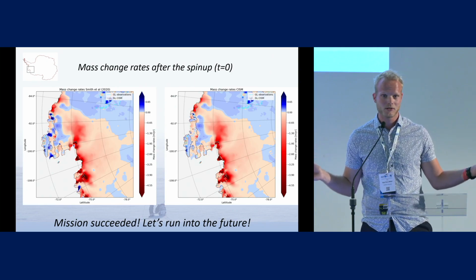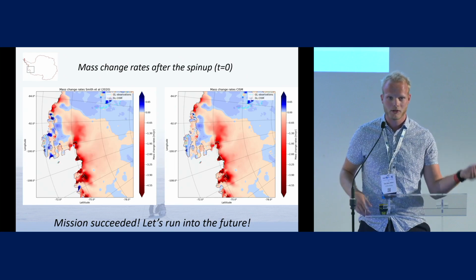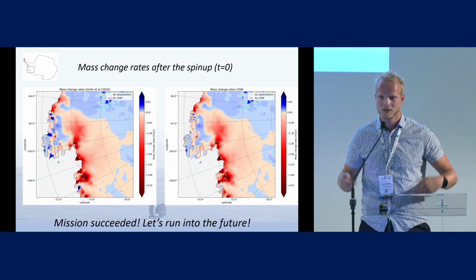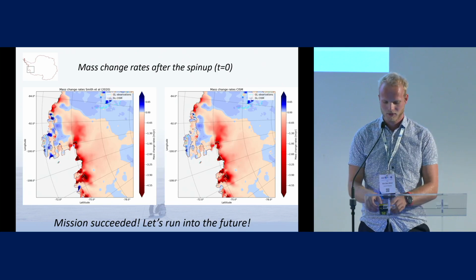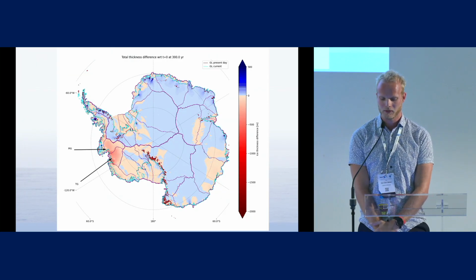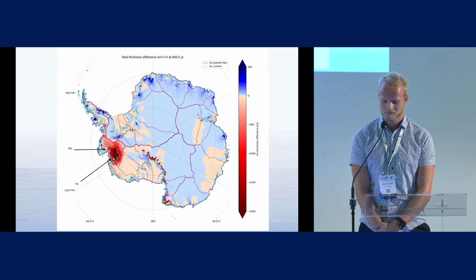We have an Antarctic ice sheet. It looks like present day. Grounding line is in a good position. Thickness is all right. And even our dH/dt pattern is in there. So, we run it into the future without forcing. Well, let's see what happens.